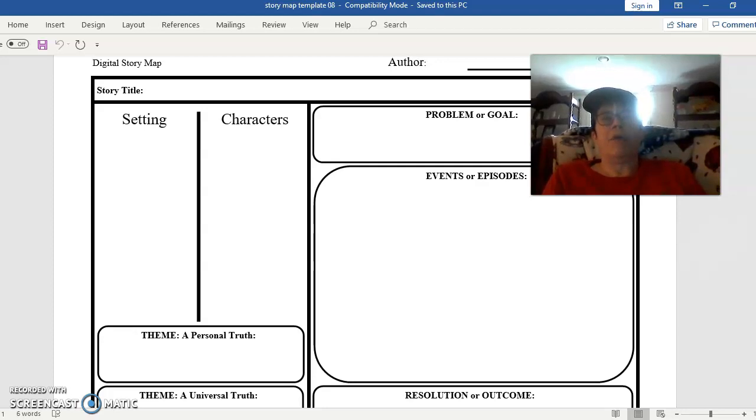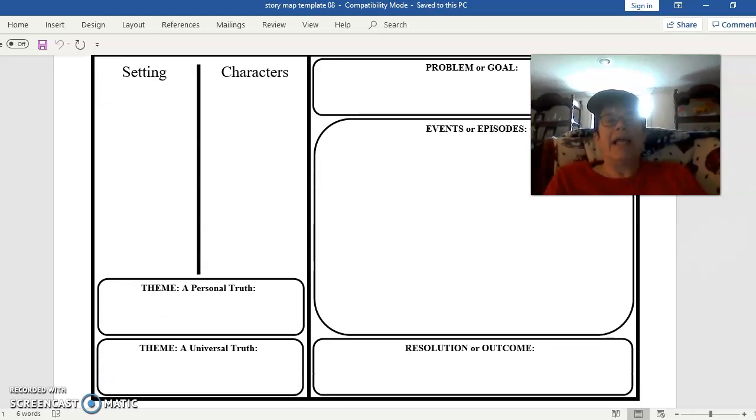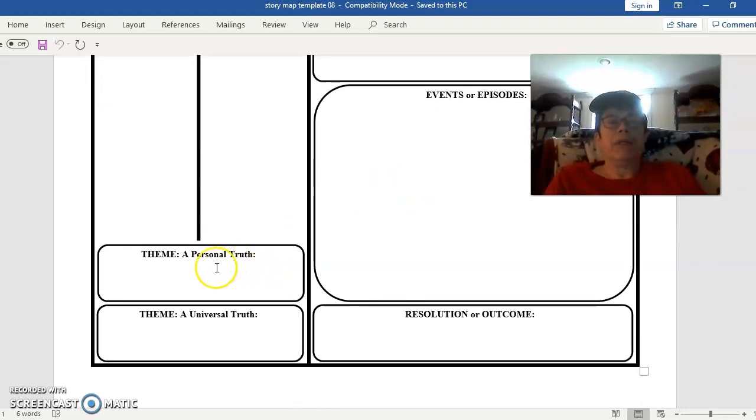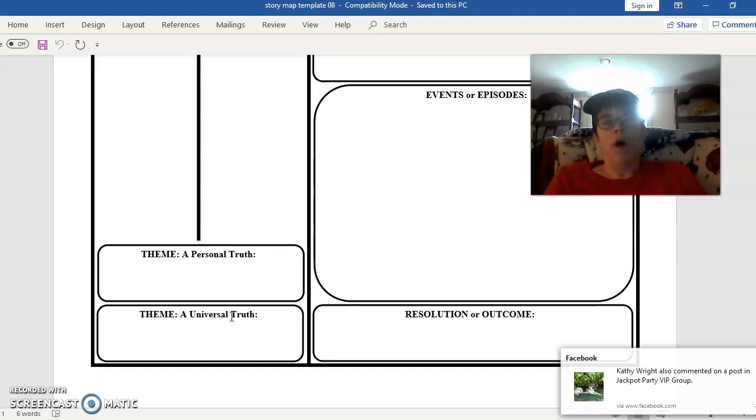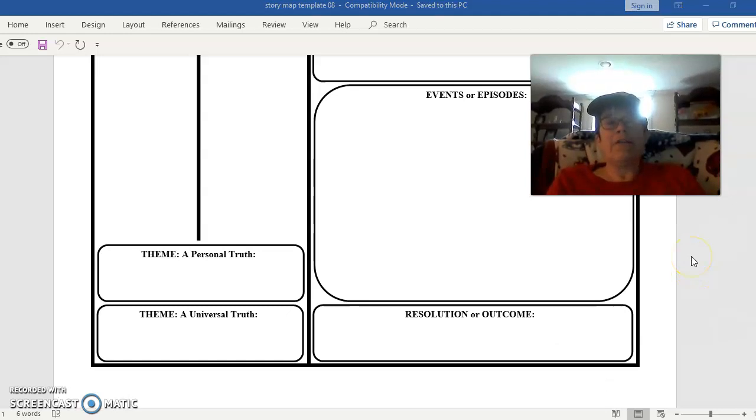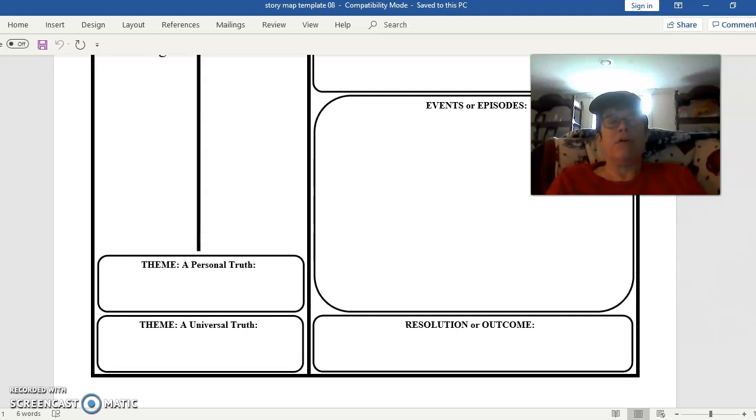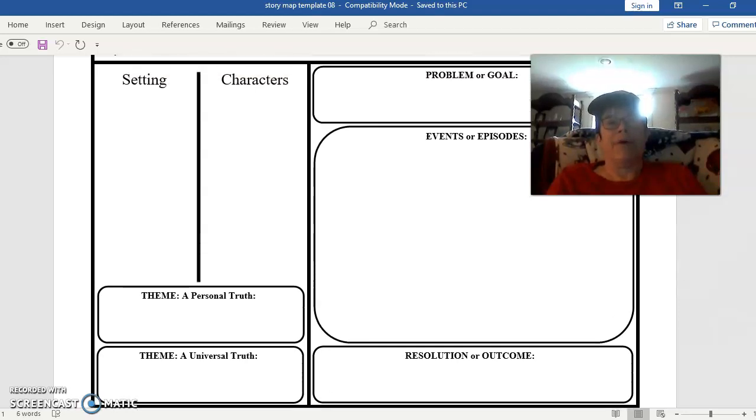It's story grammar. The setting, the characters, the problem, the solution. The difference here is in this particular graphic organizer, we are also adding themes, the theme of a personal truth, a universal truth. What were the themes that were brought out? What were the perhaps moral kind of things that came out of it? This is much different because it goes a little deeper than simply story grammar.